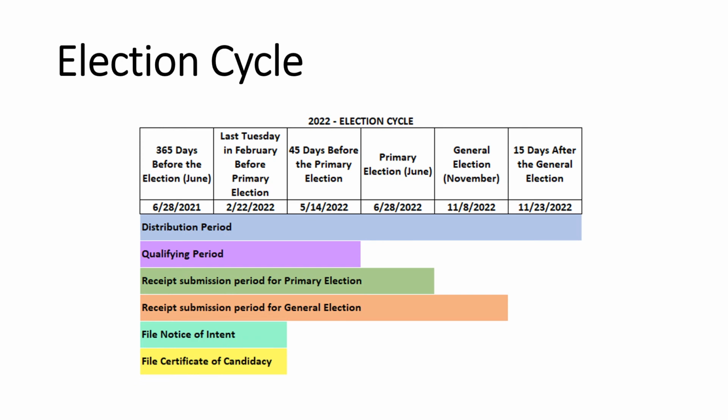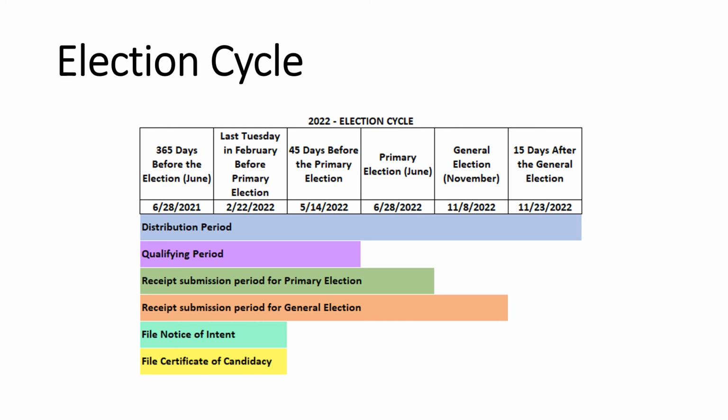Here you will see an outline of the 2022 election cycle deadlines. Distribution period, November 23rd, 2022. This is the period during which the county distributes public contribution from the fund to a certified candidate. The period begins 365 calendar days before the primary election and ends 15 calendar days after the date of the general election.